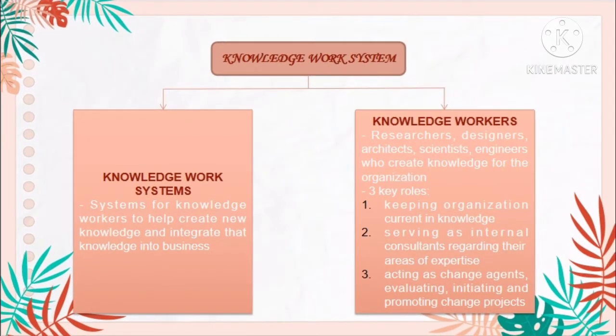Okay, what is knowledge system? Knowledge system is a system for knowledge workers to help create new knowledge and integrate that knowledge into a business. And what are knowledge workers? Knowledge workers include researchers, designers, architects, scientists, and engineers who create knowledge for the organization. Knowledge workers usually have a high level of education and membership in a professional organization, and they are often asked to exercise independent judgment as a routine aspect of their work.